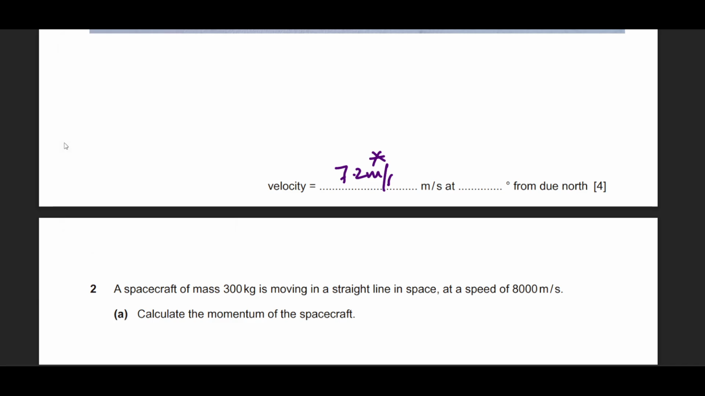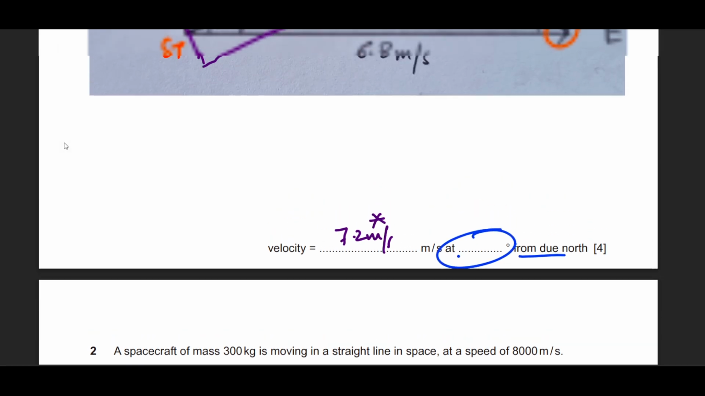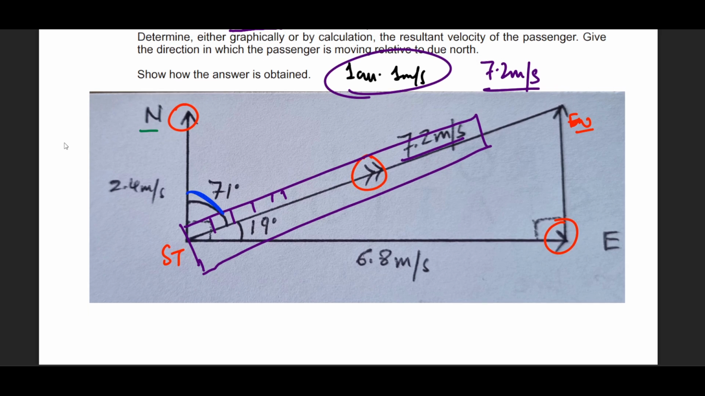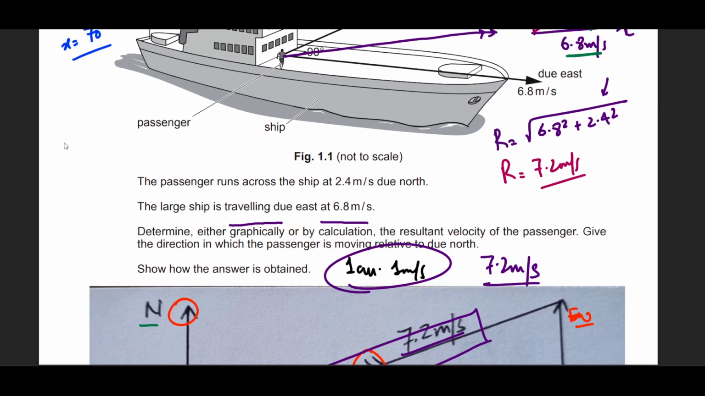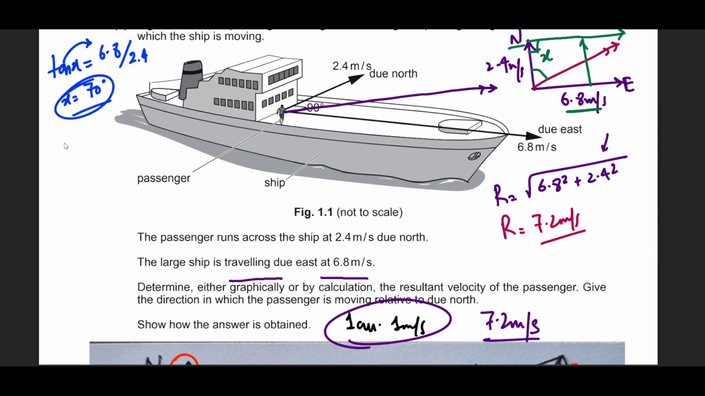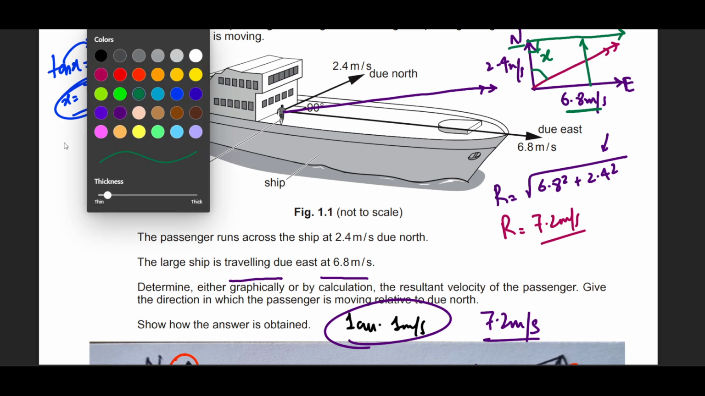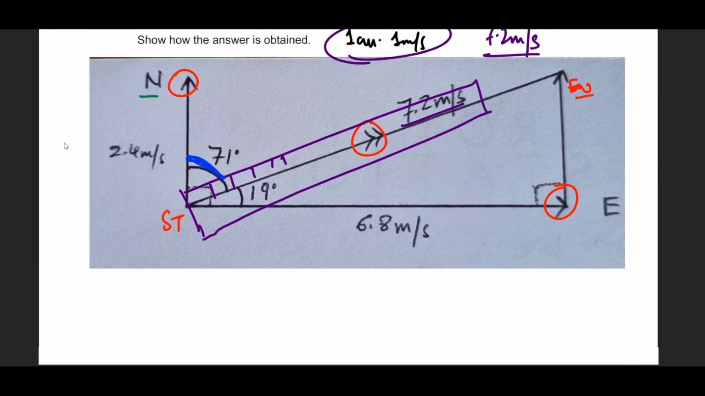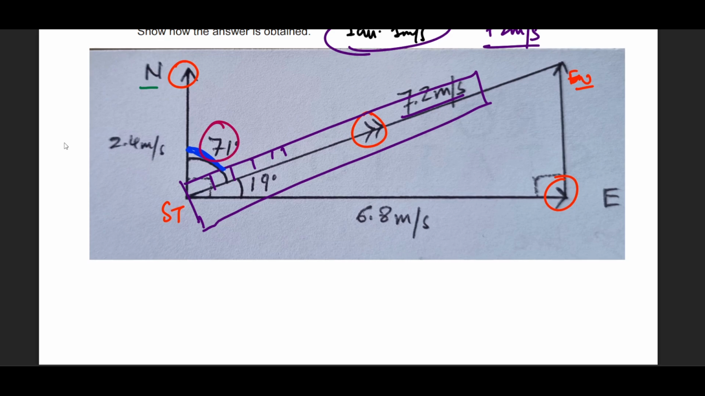The second thing is the angle from due north. So this is the angle he is actually interested in. Our angle by calculation comes out as 70 degrees as found before. But since I'm doing the graphical method, I've used the protractor and found this angle to be 71, slightly more than what is found by calculation. The next angle can be found by subtracting from 90, because the total angle is 90. But you don't need this angle. I'm just writing this down for your understanding. Okay, the true answer is actually 71.